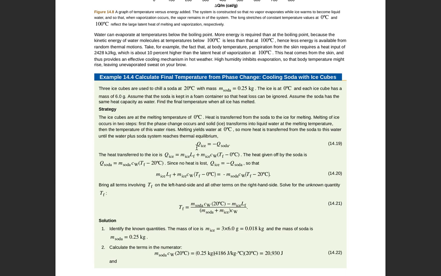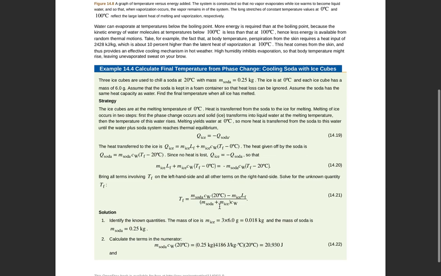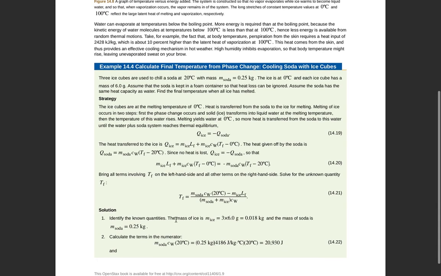The extra part here is that you have to include this part right here, the mass of the ice times its latent heat. But over here, again, we know everything on the right side. So we have our mass of the ice: we have 6 grams per ice cube, and we are told we have 3 ice cubes. So 3 times 6 grams equals 0.018 kilograms, and the mass of the soda is 0.25 kilograms. So for the mass of the soda times its specific heat times its 20 degrees C, we have 20,930 joules.